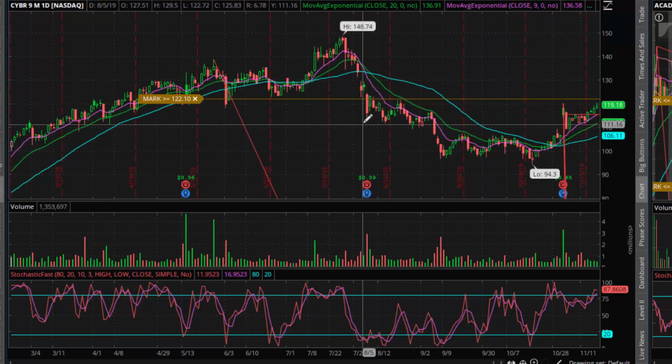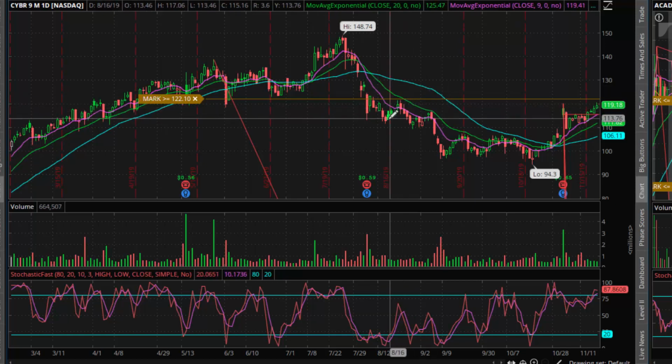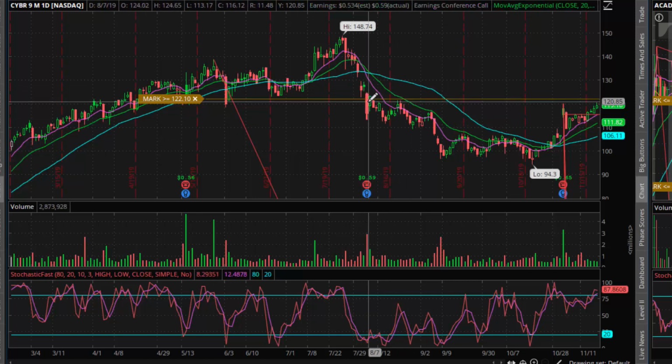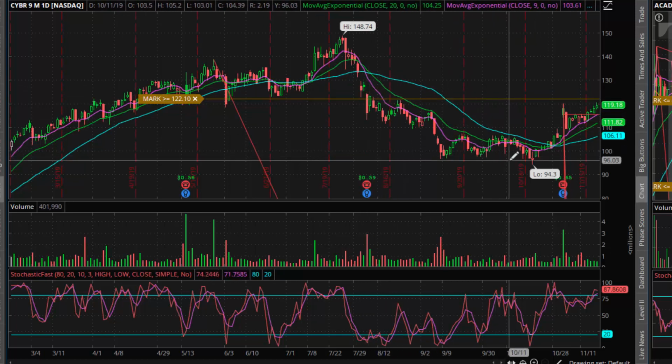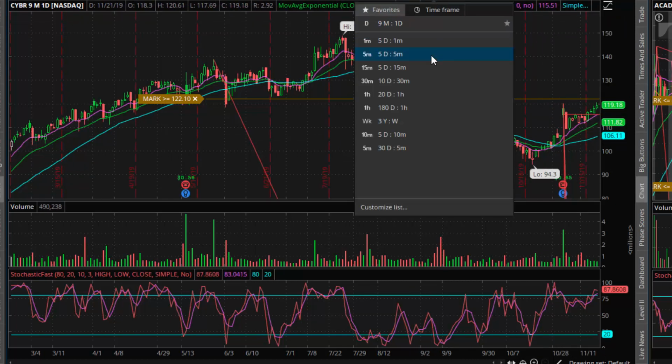So you've got this overhead resistance you have to get through. There'll be this knee-jerk reaction for people, in some cases, to sell who got in this area after being down so much on the trade. That's one thing you contend with when you play these opportunities that have that overhead resistance.